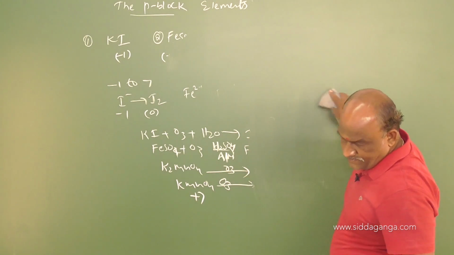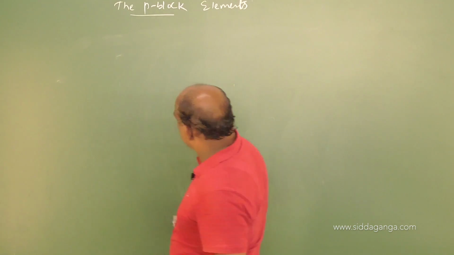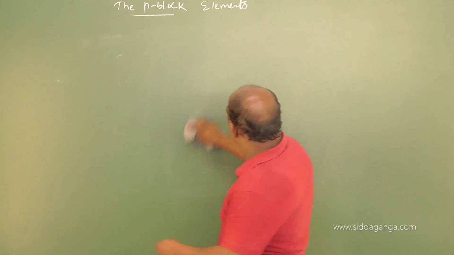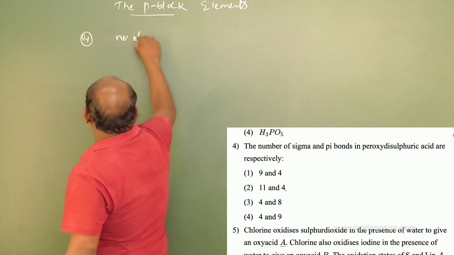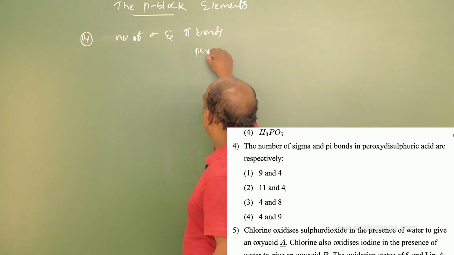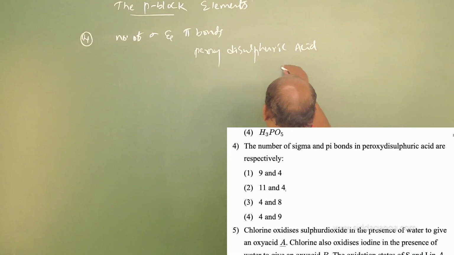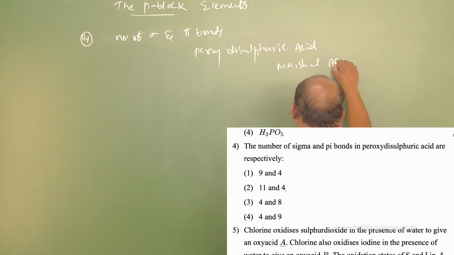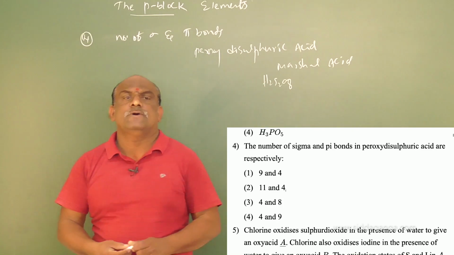Next question number 4. The number of sigma and pi bonds in peroxydisulfuric acid are. Very important question it is. We have to find the number of sigma and pi bonds. The question compound is peroxydisulfuric acid. Peroxydisulfuric acid is also called Marshall's acid. Marshall's acid molecular formula is H2S2O8.